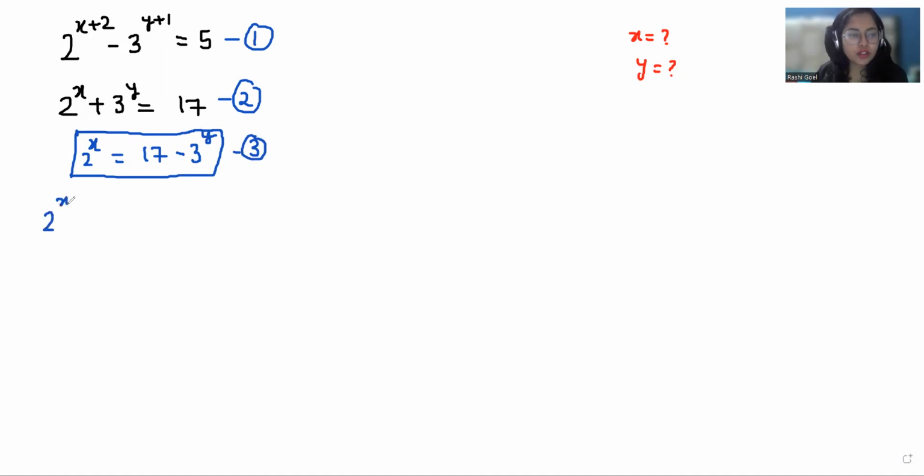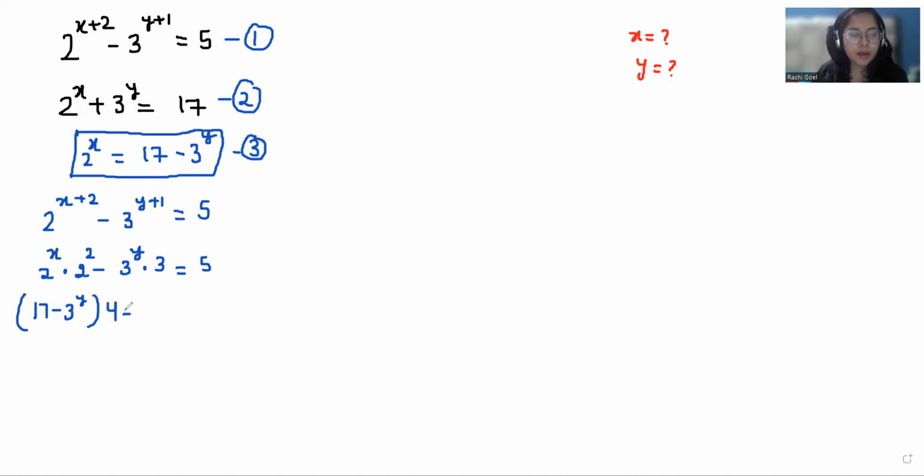So first I'm taking this equation, 2^(x+2) − 3^(y+1) = 5. We can break it as 2^x times 2^2 minus 3^y times 3 equals 5. Now the value of 2^x is 17 minus 3^y, and 2 squared is 4, minus 3^y times 3 equals 5. So if we multiply 17 with 4, we get 68 minus 3^y times 4 minus 3^y times 3 equals 5.